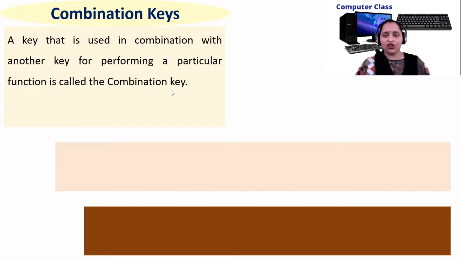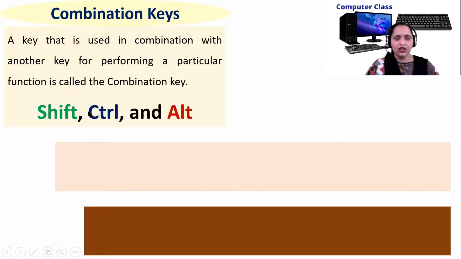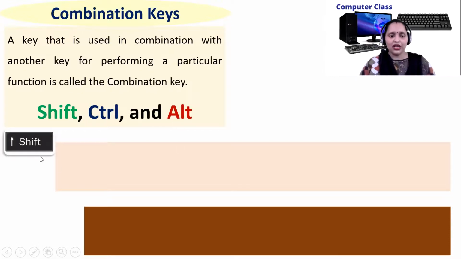It means a mixture of two or three keys. Okay, children? So there are some combination keys. Let us know about them. The shift key is there. The control key, CTRL is the short form of control key, and the alt key. The third one is the alt key. First, we will study the shift key.